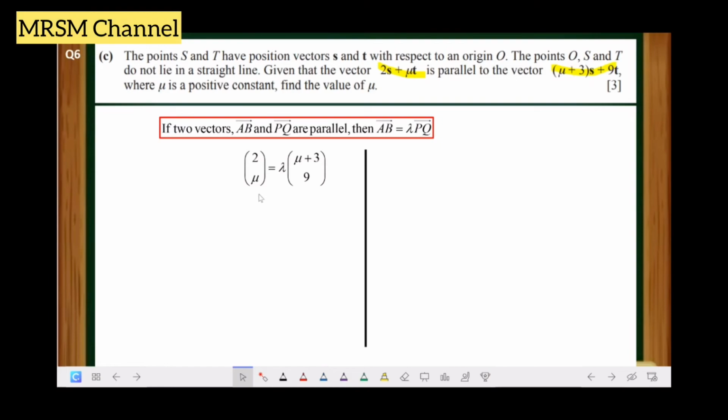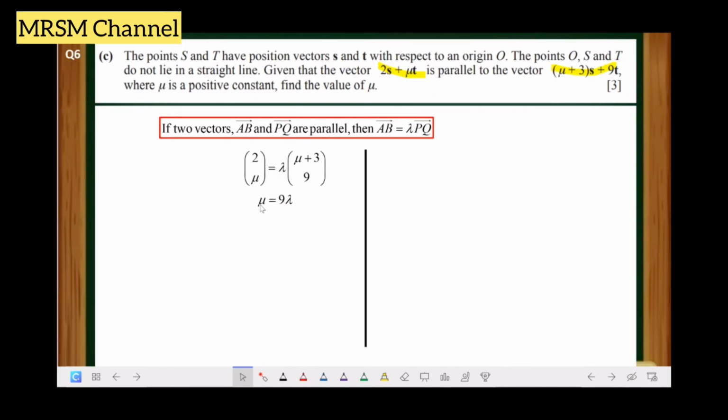Alright, so 2 mu, take its constant is equal to lambda mu plus 3 and 9. Okay, so now we have two equations. One of them is 2 plus mu lambda plus 3 mu. The top one has mu and lambda, and the bottom one also has mu and lambda, but the bottom one is simpler.